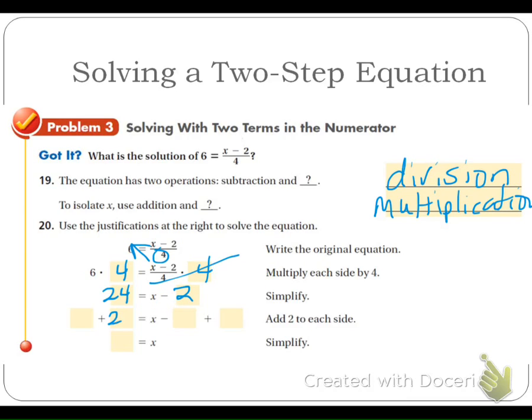So let me just copy down what the problem originally looks like. Then we would need to add 2 to both sides of the equation. And then simplify. Well, the minus 2 plus 2 is a zero pair, so that cancels out. 2 plus 24 is 26. Now, I don't generally write my problems all horizontally like this. It just so happened to be that way in that example.